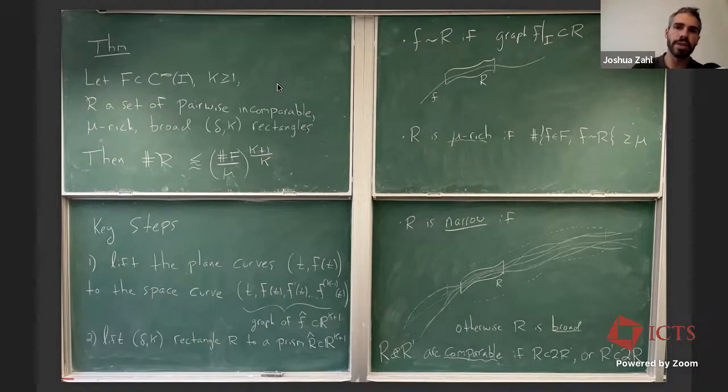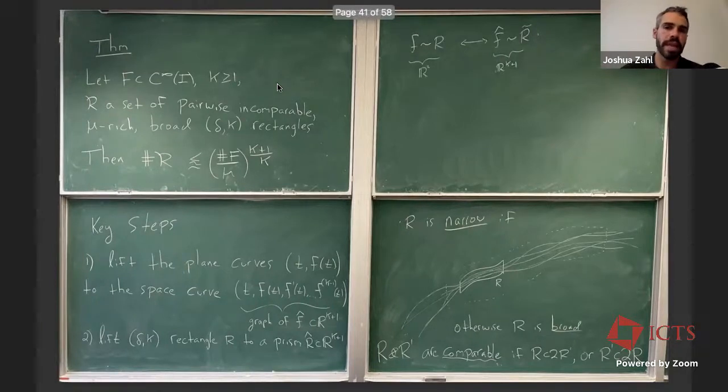And why am I doing this? Well, if in the plane I had some function f, which was tangent to a rectangle R, then after I lift to R^(k+1), f hat is going to be tangent to R hat. And what do I mean by tangent in this setting, or incident in this setting? R was defined above some interval I.